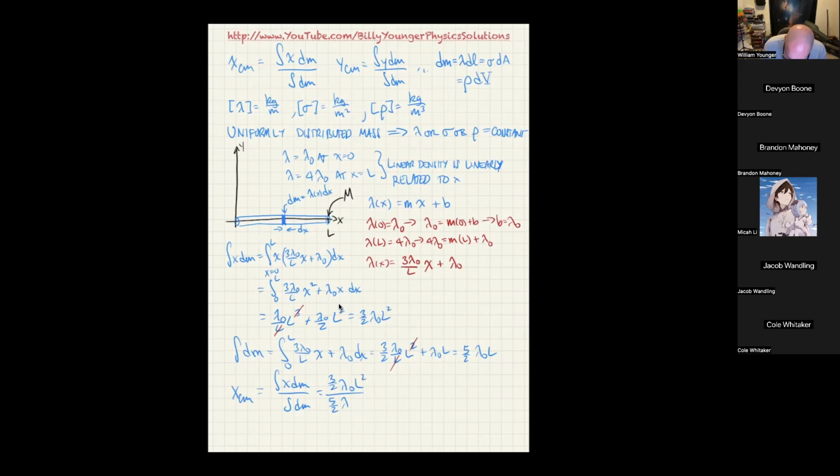So I put a square there, and you see what's going to happen is this will cancel out with this, because that 2 is lambda 0. And then this 2 is going to cancel out with that 2. And I'm just left with 3/5 L. Okay, and that's the center of mass, and time is up.